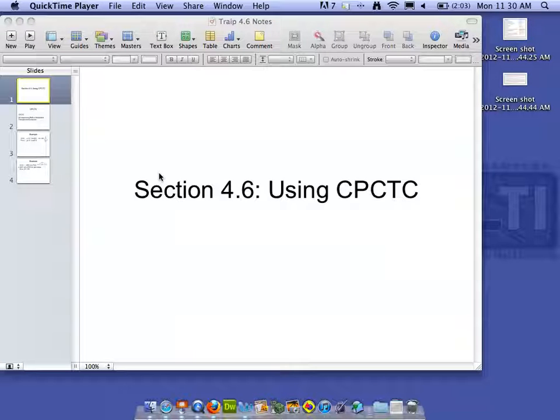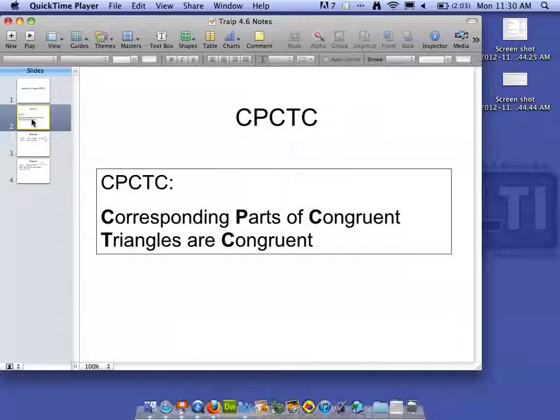Section 4.6 is called Using CPCTC. CPCTC stands for corresponding parts of congruent triangles are congruent.